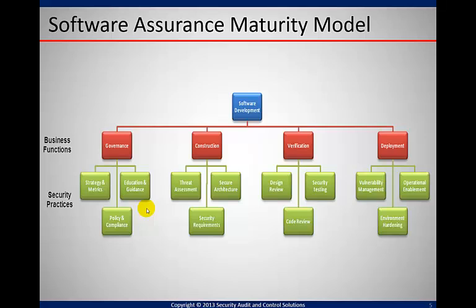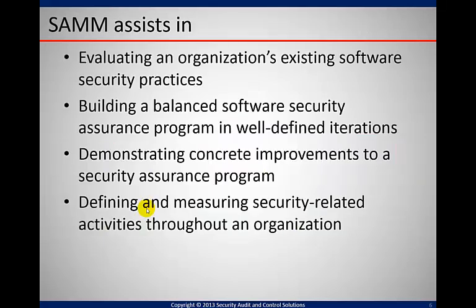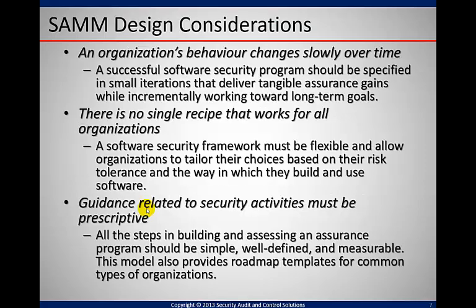The objective of the software assurance maturity model is to assist in the evaluation of an organization's existing software security practices. It allows us to build a balanced software security assurance program in well-defined iterations. It will demonstrate a concrete improvement to a security assurance program and also define and measure security-related activities throughout the organization. Our design consideration includes 3 steps here.